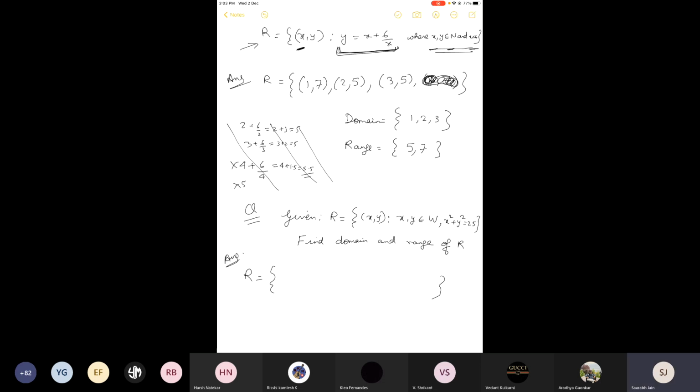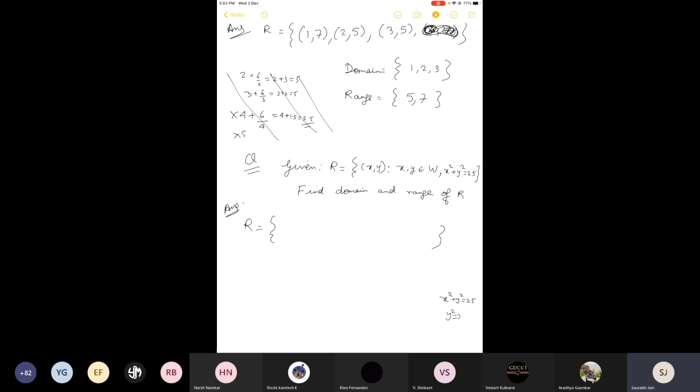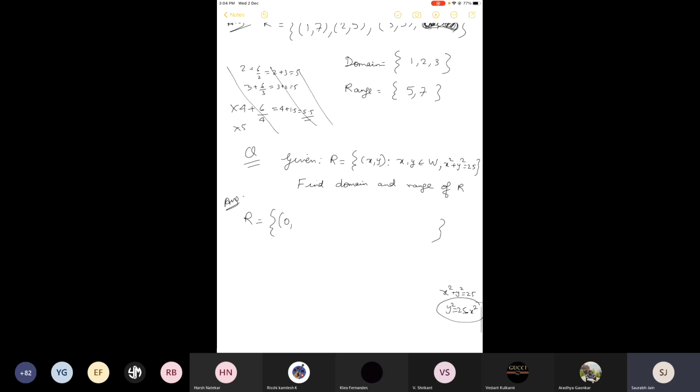You can start varying any one particular term. Let's say x. Obviously, we change x and we get y. So who will tell me what will be the first value of x that you put here? 0. Yes, because x and y should be whole numbers. So it will start with 0. And when you put 0, y square is 25. So what will be the value of y here? So plus or minus 5. So plus 5.